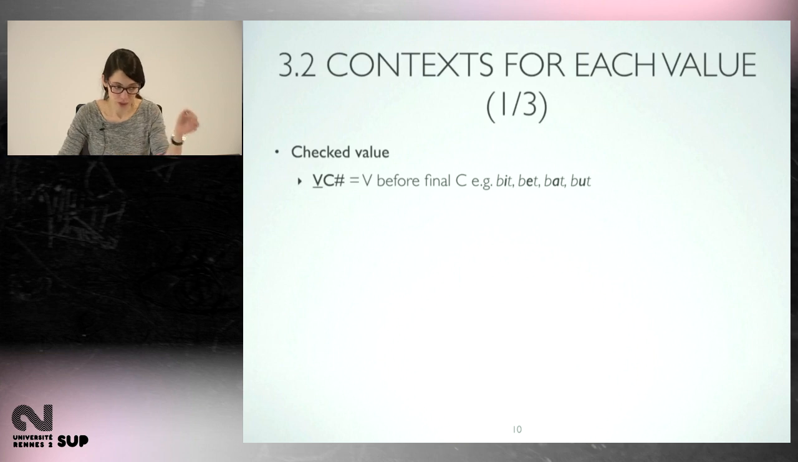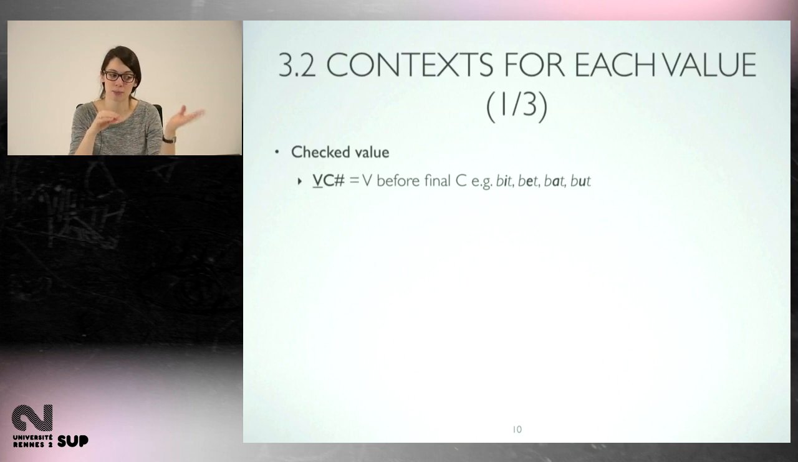So here, the way you could rephrase this VC hash sign is by saying that a vowel, V, occurs before a final consonant, or before a consonant which occurs at the end of a word. That's what the hash sign stands for. The hash sign means end of the word. Sometimes it means end of a morpheme, but it's probably simpler if you remember end of the word, okay? So when a vowel occurs before a final consonant, it's going to be realized as checked.